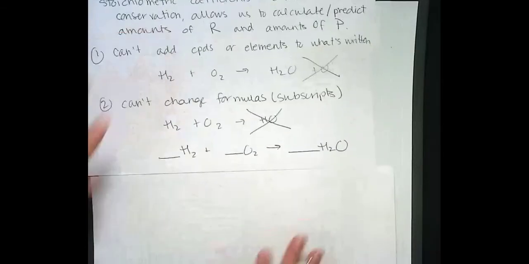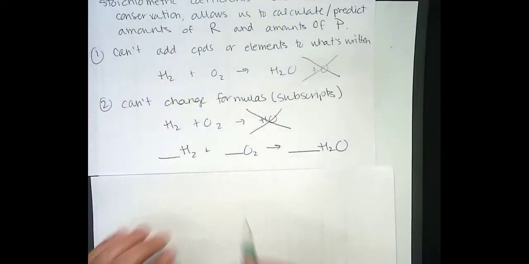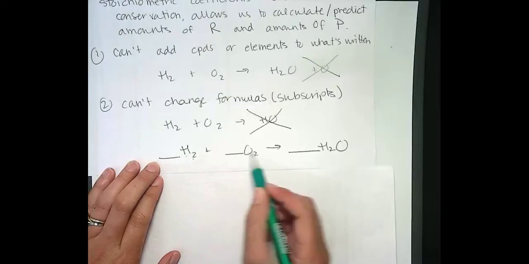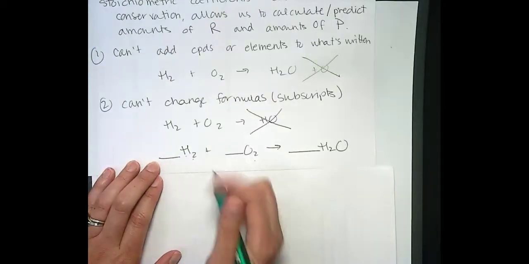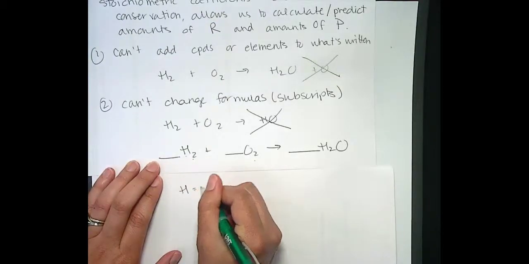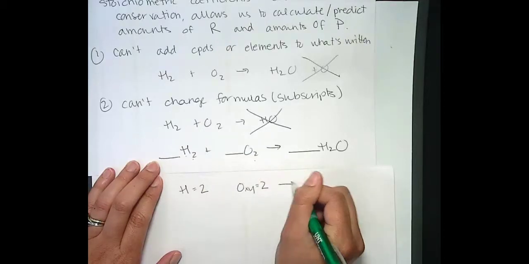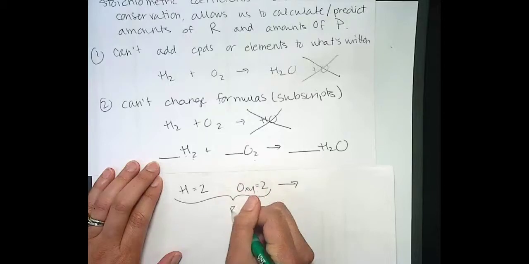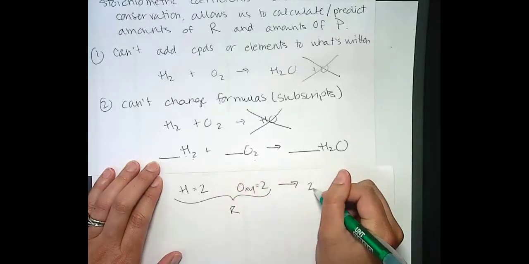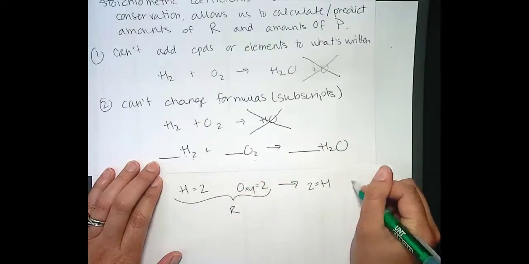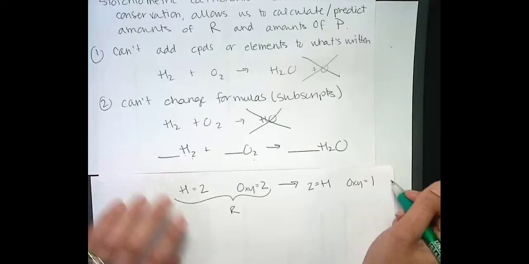So with a simple one like this, it's pretty straightforward. I have 2 hydrogens and 2 oxygens on my reactant side. On my product side, I have 2 hydrogens, but I only have 1 oxygen.